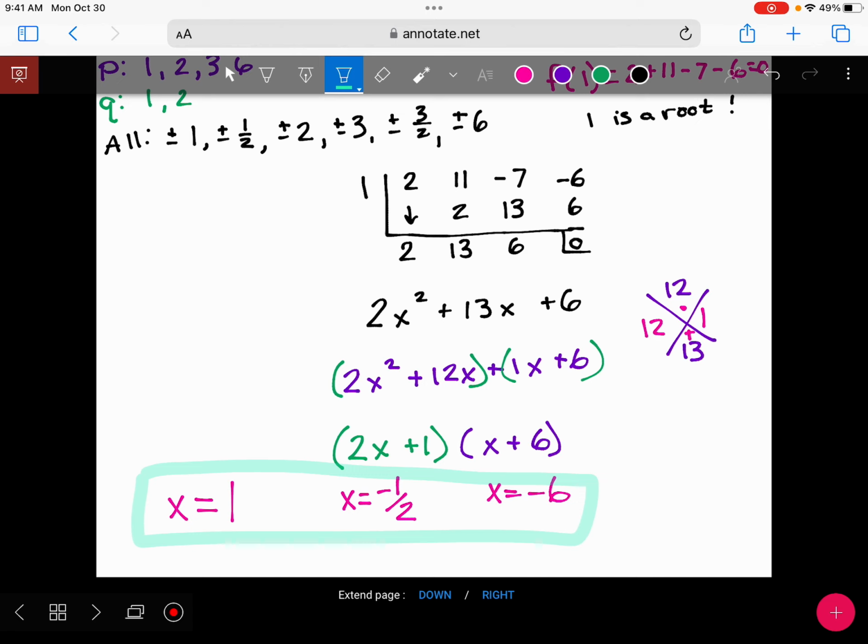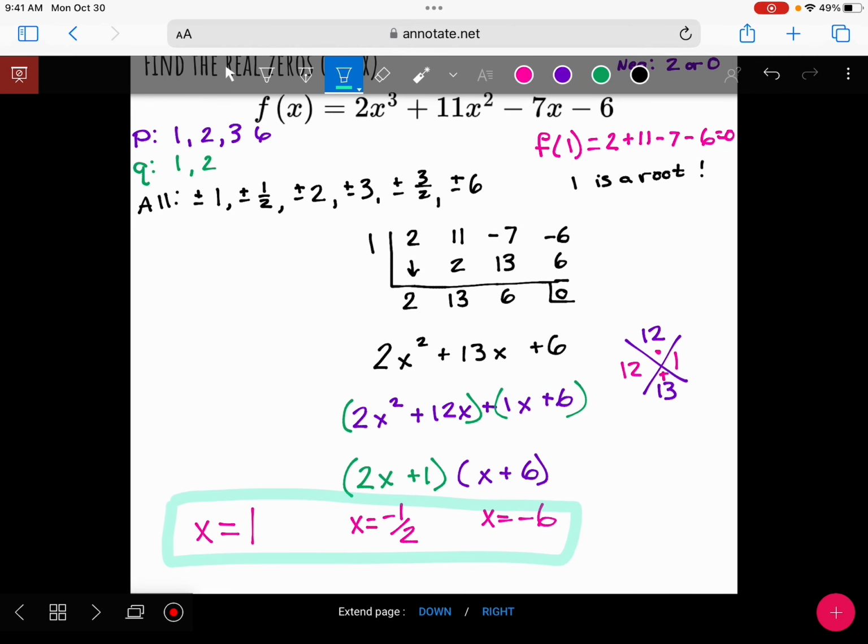Okay, so these are our roots. And you can see that we do have our 2 negative roots. And our 2 negative roots are in our list of options. Negative 1/2 and negative 6. Our 1 was way over there. Okay, we're going to continue working with this tomorrow. It'll have more exponents tomorrow.